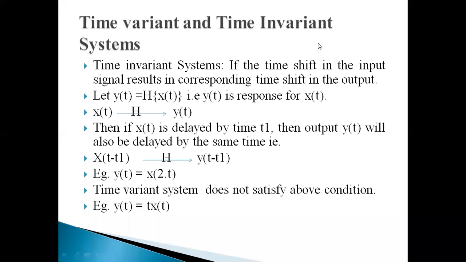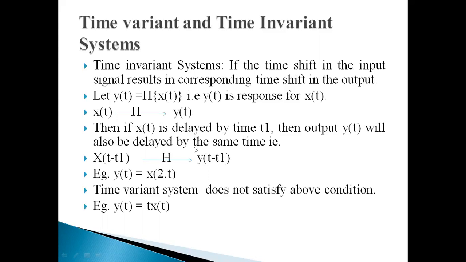Next class is time variant and time invariant systems. A system will be called as time invariant system if the time shift in the input signal results in corresponding time shift in the output. For example, if x(t) produces output y(t), where x(t) is input and y(t) is output, then if x(t) is delayed by time t1, the output y(t) will also be delayed by the same time.